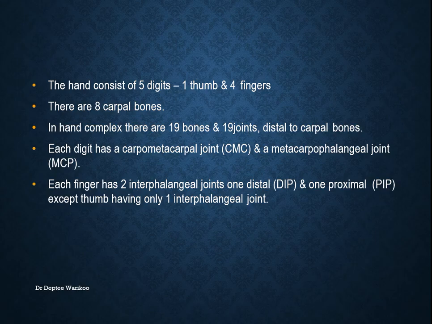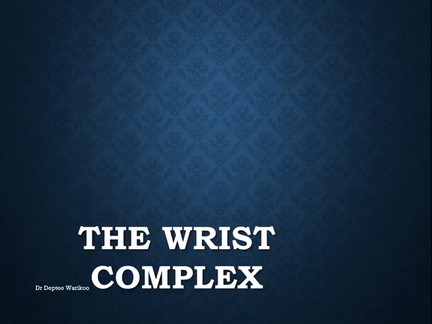Now, the human hand has been characterized as a symbol of power, as an extension of intellect, and as the seat of the will. The wrist, which we are talking about today, consists of two compound joints, the radiocarpal and the midcarpal joints, which are collectively referred to as the wrist complex. Each digit has a carpometacarpal joint and a metacarpophalangeal joint in the hand complex. Each finger has two interphalangeal joints, one DIP and one proximal, except the thumb, which has only one interphalangeal joint.